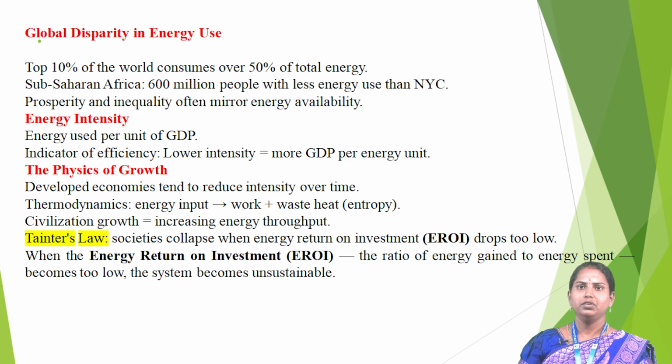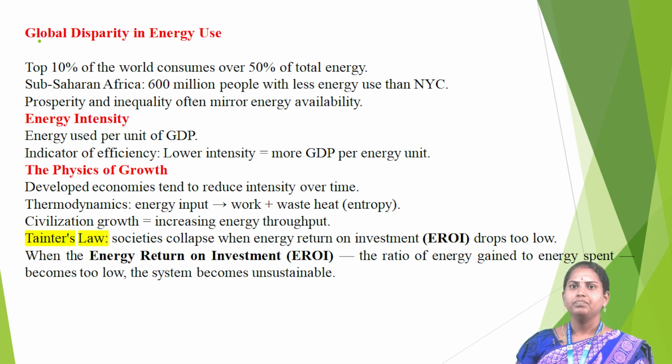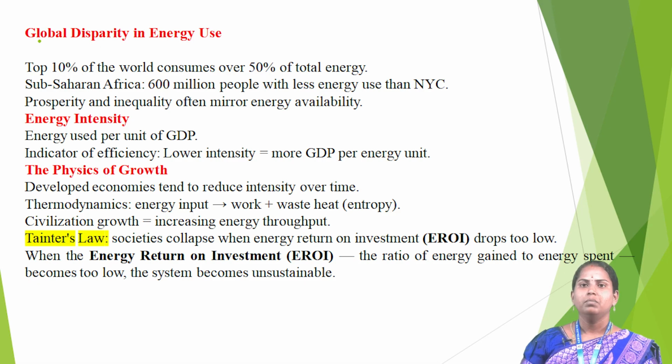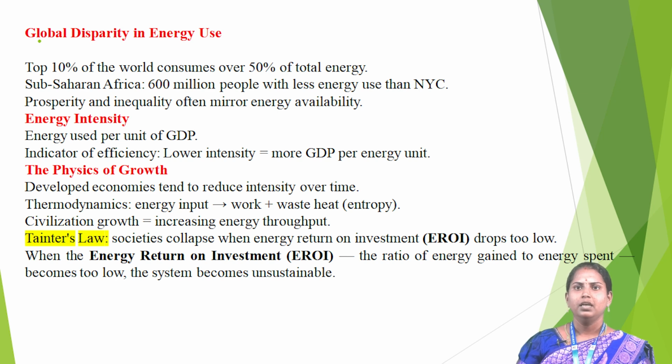Global disparity in energy use. The top 10% of the world consumes over 50% of the total energy. In Sub-Saharan Africa, 600 million people use less energy than New York. Disparities and inequality often mirror energy availability. Energy intensity is the energy used per unit of GDP. It is an indicator of efficiency: low intensity means more GDP per energy unit. Developed economies tend to reduce intensity over time.